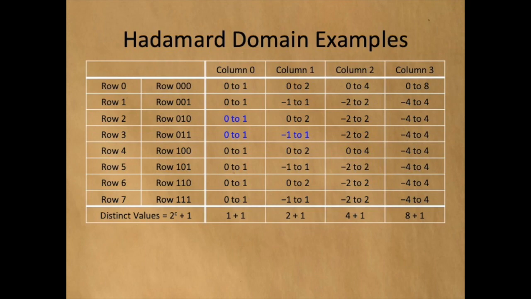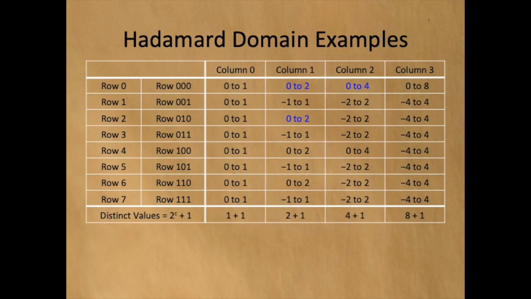The minimum value will be the 0 of row 2 minus the 1 of row 3 to give minus 1. The maximum value will be the 1 from row 2 minus the 0 of row 3 to give 1. All other nodes in column 1 follow these two patterns.